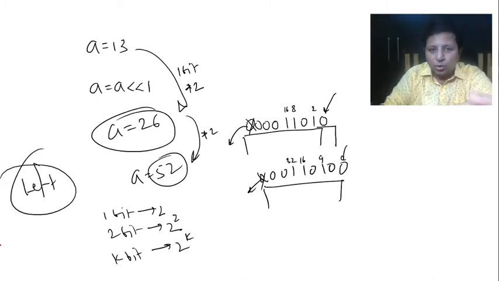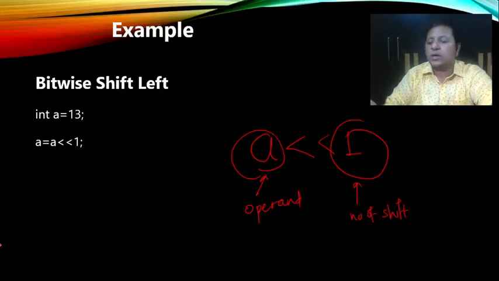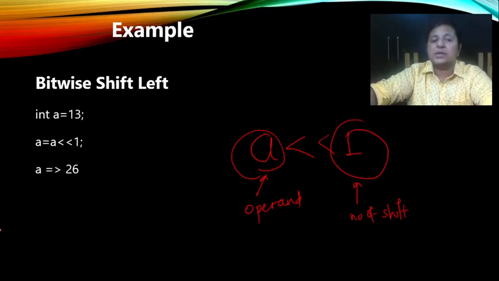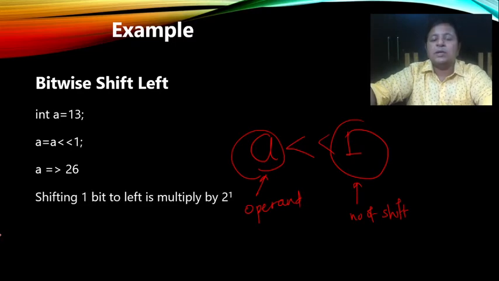I hope you understood the whole working that I've shown you, and you will see a similar answer over here. When I do a shifted by 1 to the left, I get the answer 26. We have even gone ahead and shifted one more time, and we get the answer 52. So what conclusion can we draw? Shifting 1 bit to the left multiplies by 2 raised to 1. So we go with that particular concept and make it generic.